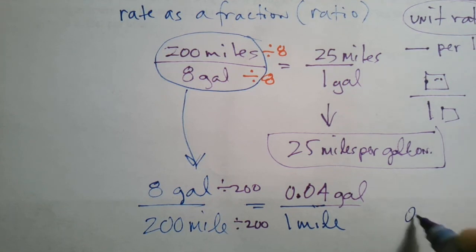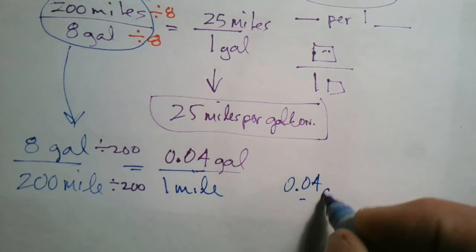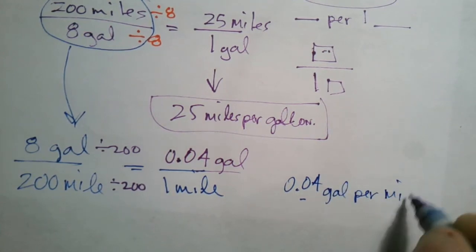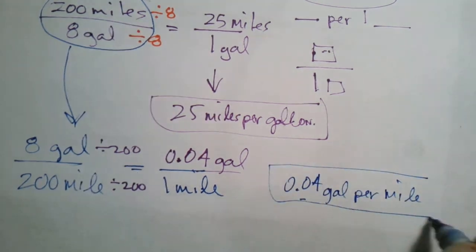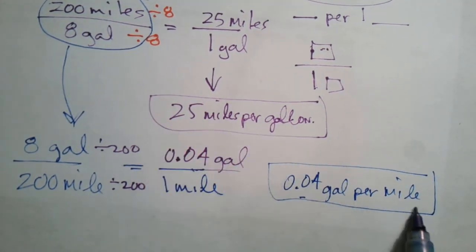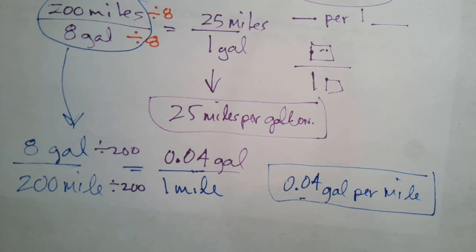I would say 0.04 or 4/100ths gallons per mile. That is the other unit rate that they were asking for. So you have miles per gallon and gallons per mile. Okay, I hope that helped.